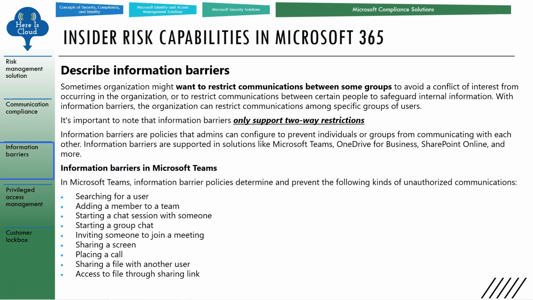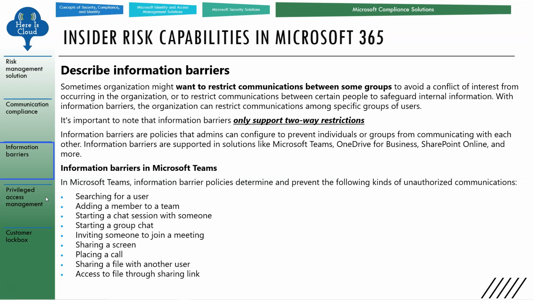Next, let's talk about information barriers. Sometimes an organization might want to restrict communication between some groups to avoid a conflict of interest from occurring in the organization. So to restrict communication between certain people to safeguard internal information, with information barriers, this is possible. It is important to note that information barriers only support two-way restriction. You cannot stop one group from receiving information from another unless the other group is also stopped.